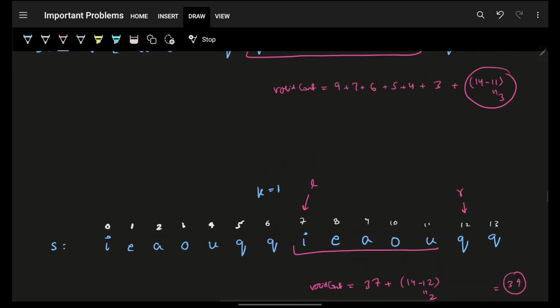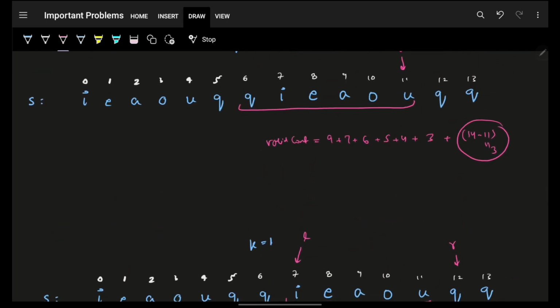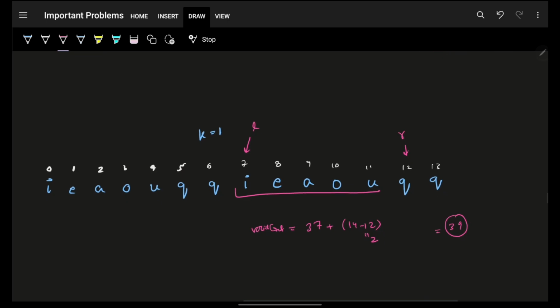Now this is the thing. If I try to shrink it and keep my L here, it is now this thing. Again, this is invalid because it needs at least K and K is 1. I need at least one consonant. So I'll expand it. Now it is valid. Okay, I added 14 minus 12, which is 2.